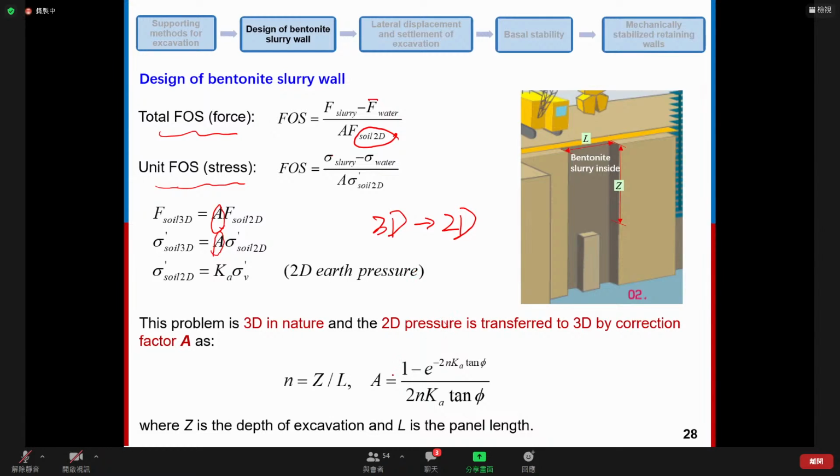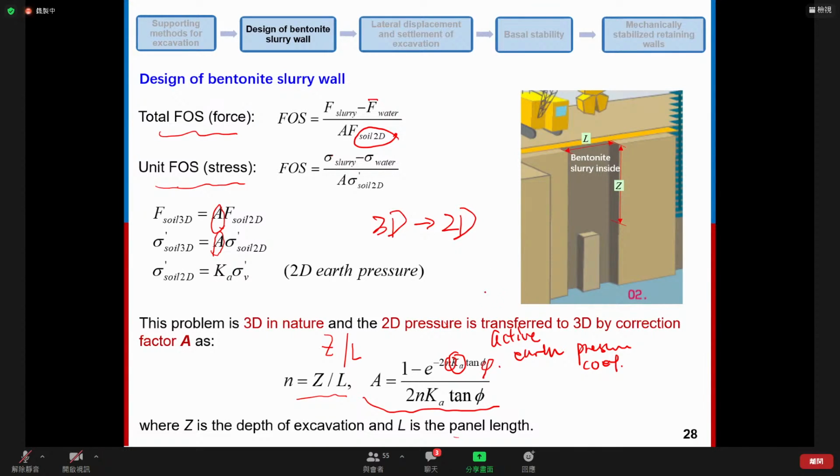Okay, so A can be calculated by using this equation. Here we have N. N is equal to the depth Z divided by the panel length L here. And for this equation, we also require to know the active earth pressure coefficient, which is Ka, and also we need to know the friction angle phi.